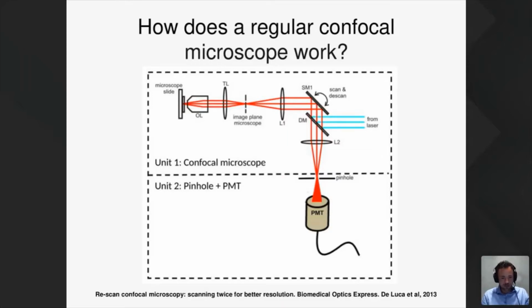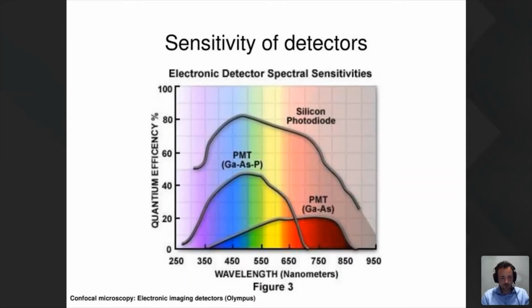Now, what's a downside of using a PMT, a photomultiplier tube, is that they are relatively insensitive. So here, this is schematically drawn. You can see we have the gallium arsenic PMT, which has quite a broad range and is quite sensitive, but it achieves only 20% quantum efficiency. So only 1 in every 5 photons that ever reach your detector will be converted into signal. Then you have the gallium arsenic phosphorus PMTs, which are also called the GaAsP PMTs, and they are a bit more sensitive. You find about 45% quantum efficiency there. But still, it cannot match the silicon photodiode, which is the CMOS camera or CCD camera.